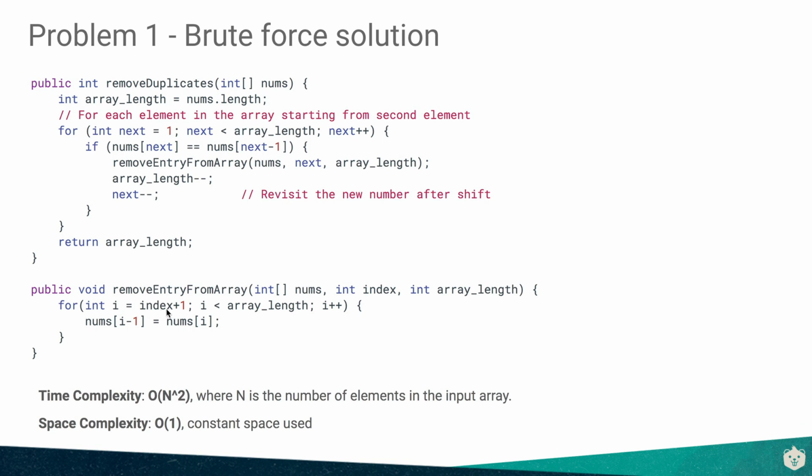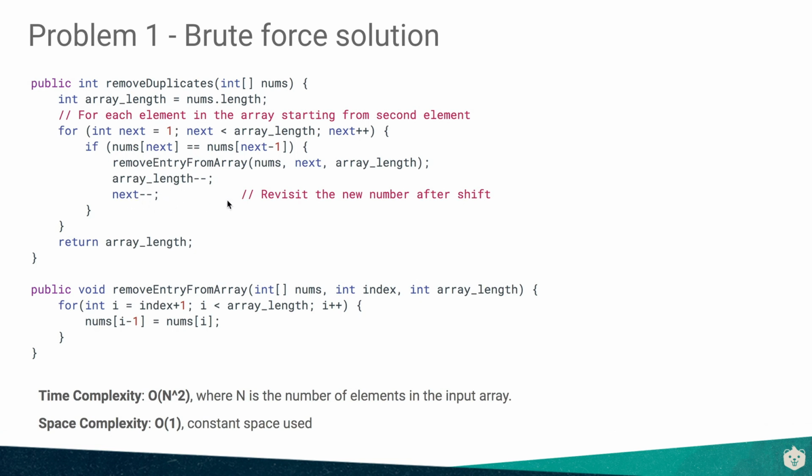There's another for loop where it's going through each step and shifting each of the elements one step to the left. And you continue doing this every time you see a duplicate in this for loop. You shift all the elements one step to the left, right? And you reduce the array length by 1.